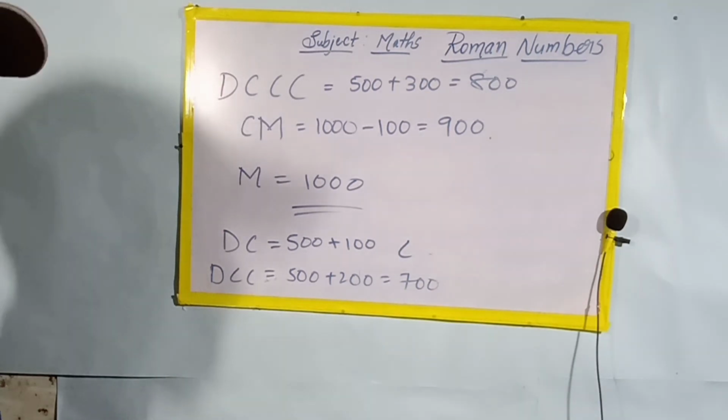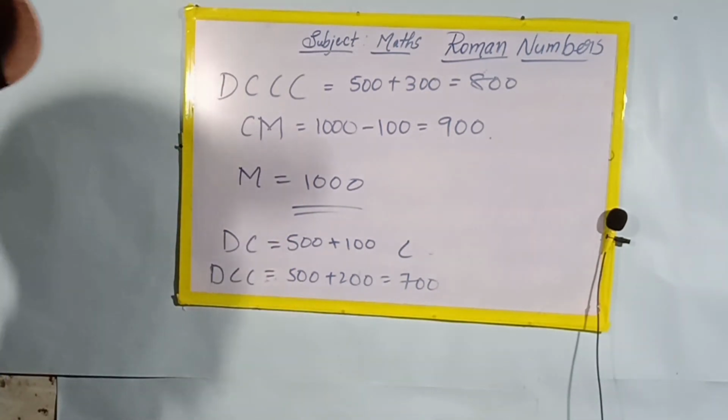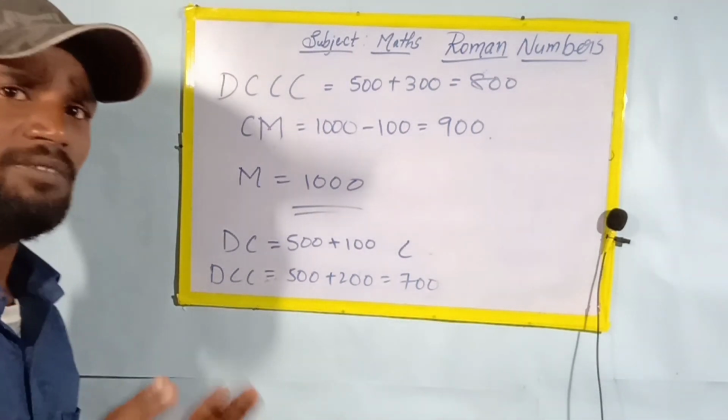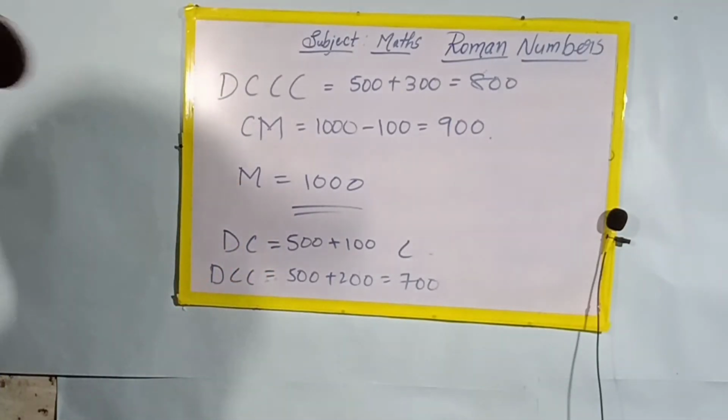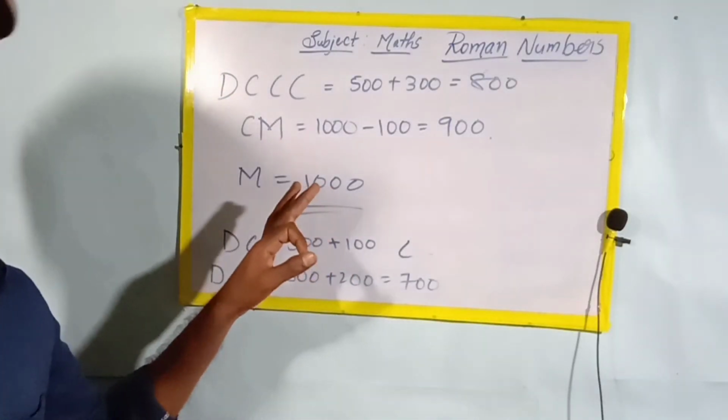You have to practice writing in your rough notes from 1 to 1000. Take 2 days or 3 days, but you have to complete this up to 1000. This is the Roman numerals, children. If I give any question, you can do it if you know all this.